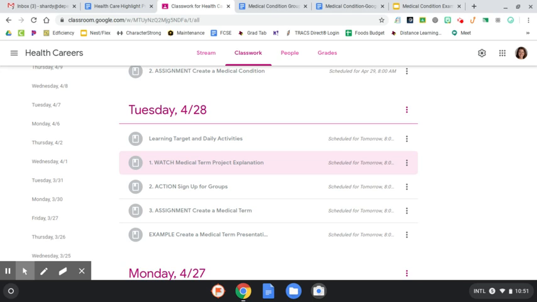And the first one is, what really is this project? And then you are going to be working in groups. So I'll show you how you can sign up for your groups. And then the assignment. Okay. And then I have a nice little example for you. So let's talk about signing up for groups.